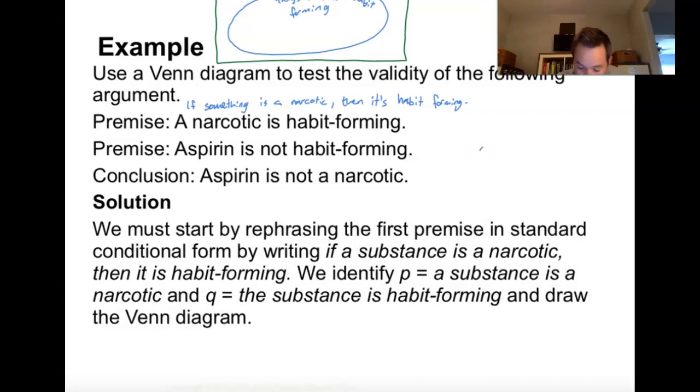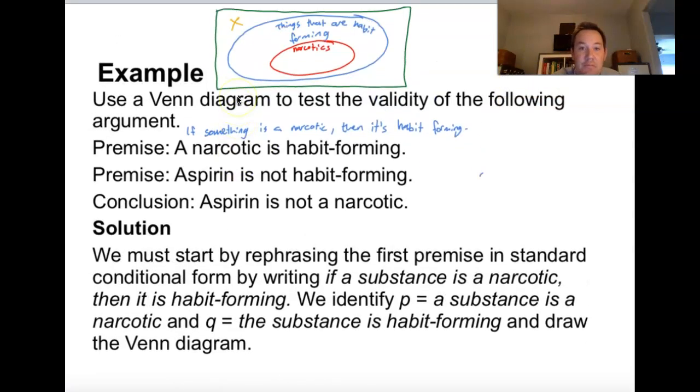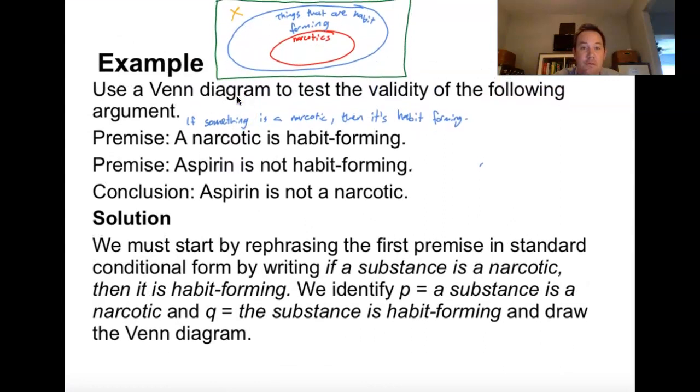And our subset within that are narcotics. All right, now we're ready to place our X based on the second one. Aspirin is not habit forming, so it's outside of the habit forming circle completely. It's all the way out there. Therefore, aspirin is not a narcotic.